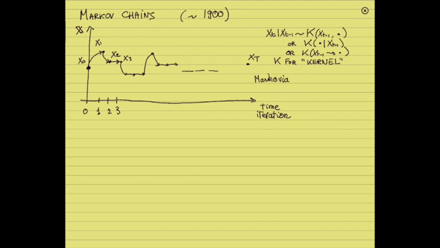So the specificity of Markov processes is that if we look at the distribution of xt given the entire past, x0, x1 up to xt minus 1, then this distribution only depends on the most recent state, xt minus 1. So given xt minus 1, we don't need to know about the previous states in order to describe the distribution of xt.